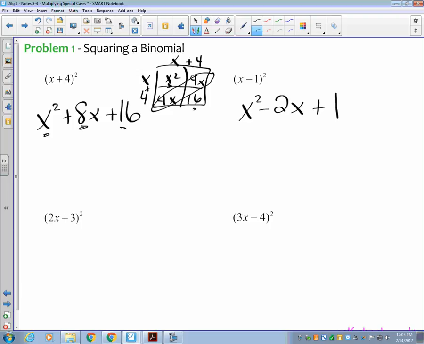So let's do this together. Let's see if we can get this without having to FOIL it out. I'm going to FOIL this one out anyway, but let's see if we can use our rules to find it without FOILing. What is 2x squared? So that would be 2x times 2x. What's 2 times 2? 4, and x times x is x squared.